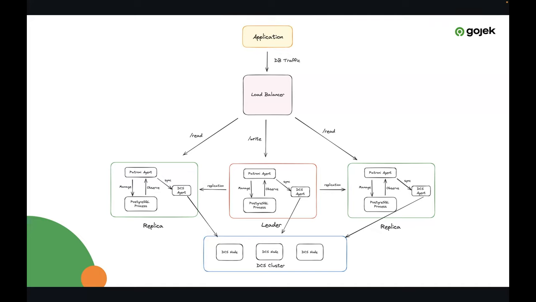So the point is that the load balancer would know at any point of time which is the master. In case of a failover, and I'll explain how the failover process works as well, the load balancer would know where to point, and it would point to the leader.